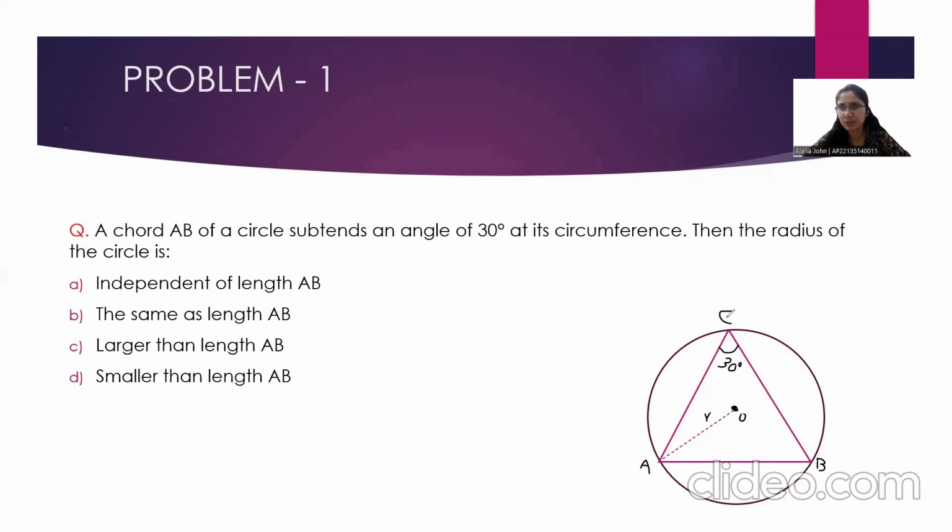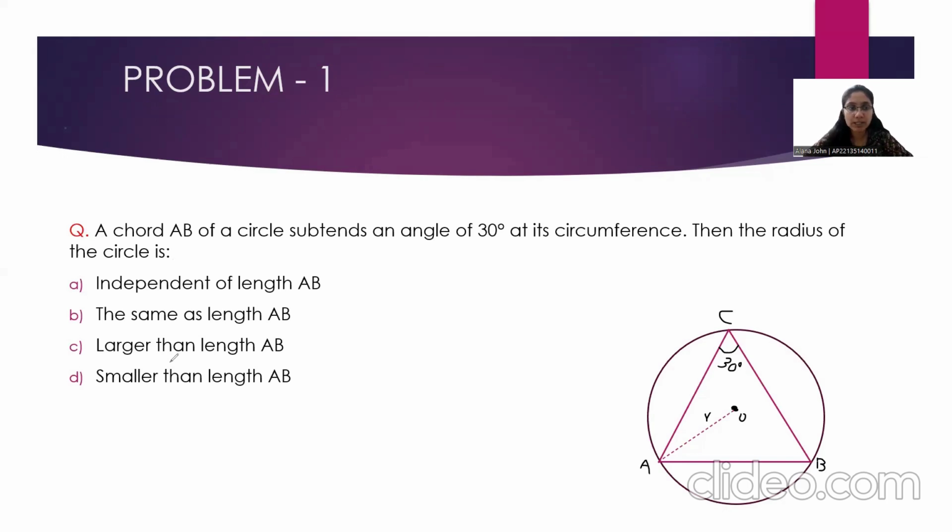We are taking an arbitrary point C on the circumference. This much information is given in the problem. Then the radius of the circle is... Then what will be the radius of the given circle? That is our problem.